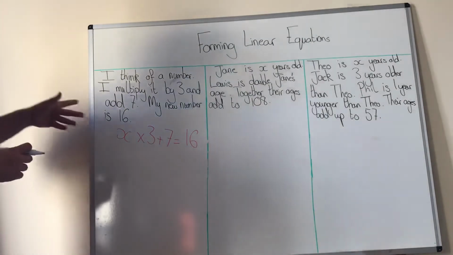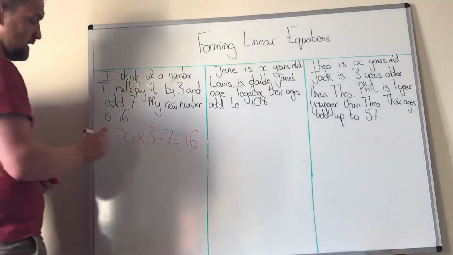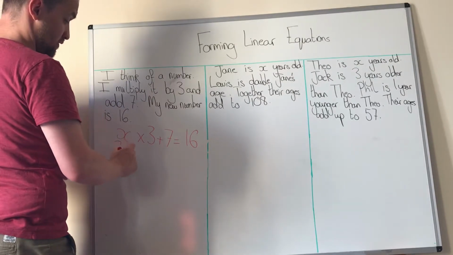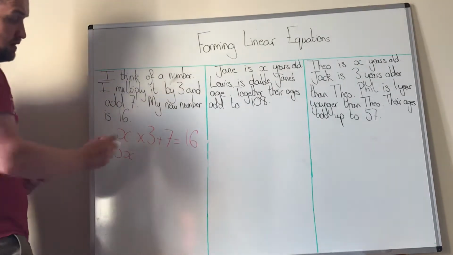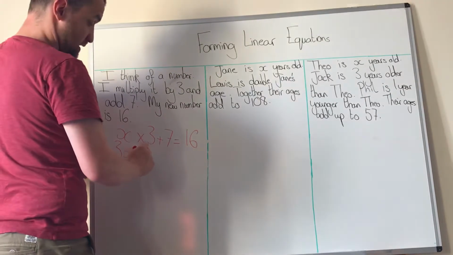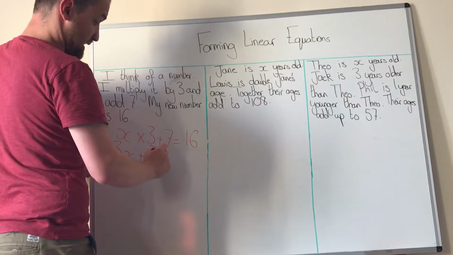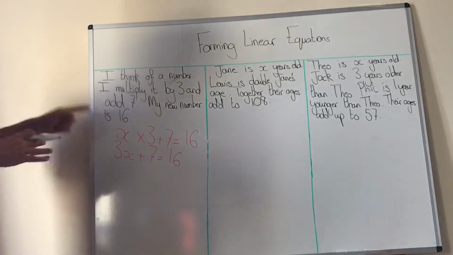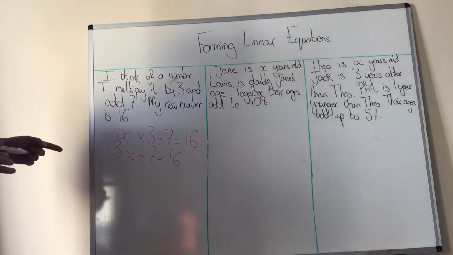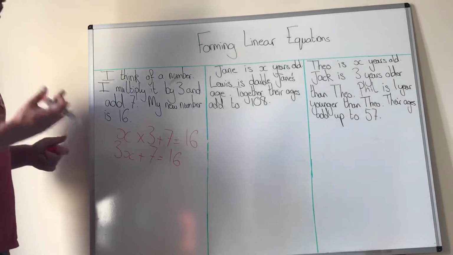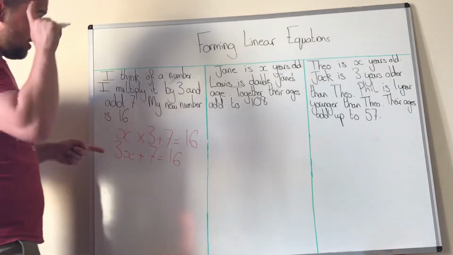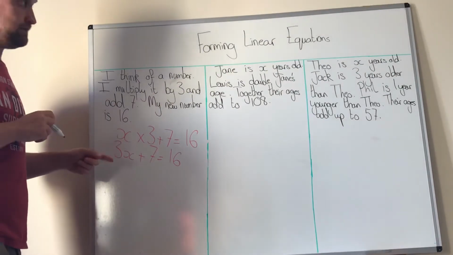Okay? But we can make this look a little bit nicer. So x times 3 is the same as writing 3x. Plus 7 we can't do anything with, and it equals 16. For today, we're not going to go any further than simplifying it, okay? In the next lesson, we'll look at solving linear equations. But at the minute, all I want you to do is just leave it there, okay?